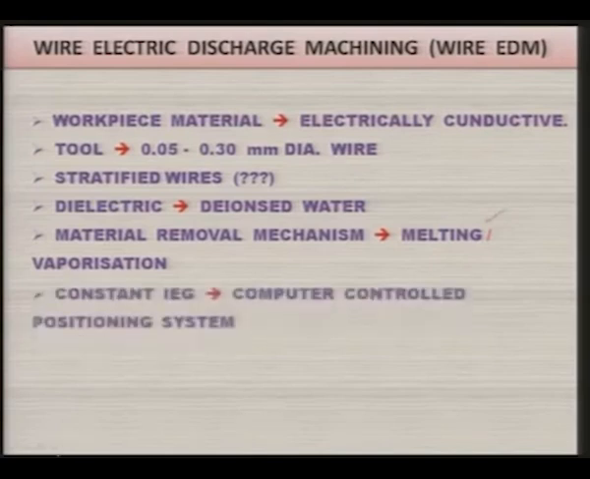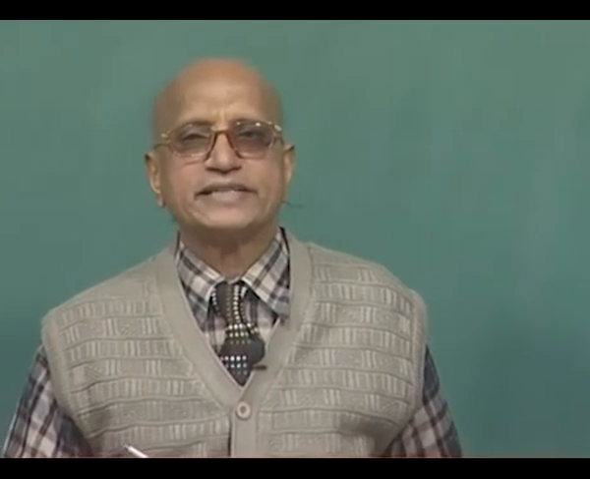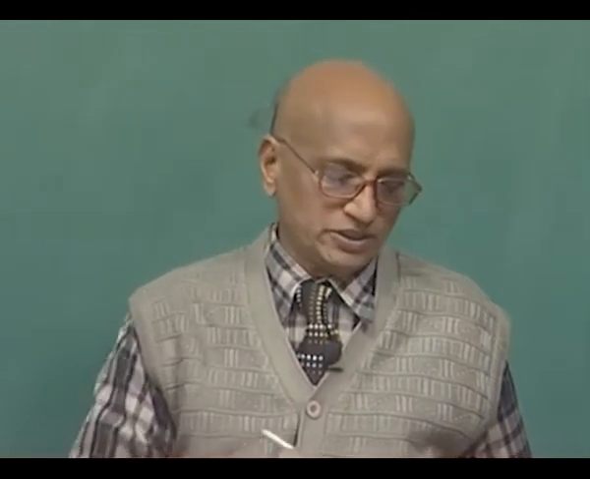Now, as in the EDM process, in this case also the gap between the wire and the workpiece should be maintained constant, that is the constant inter electrode gap, IEG. This is achieved by the computer controlled positioning system which every wire EDM machine uses, and wire EDM machines are CNC, computer numerically controlled machines.